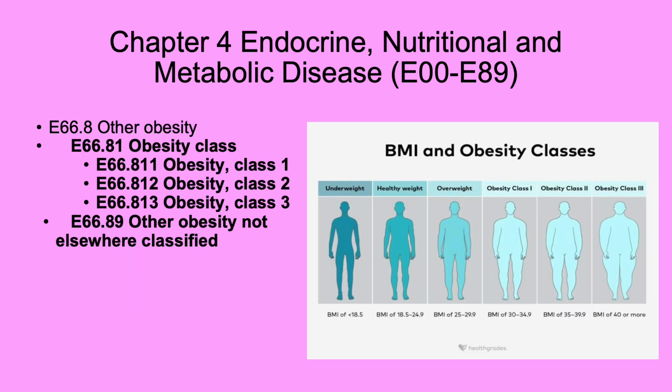Also in chapter 4, so we got a lot in chapter 4, you have obesity classes. E66.811 class 1, E66.812 class 2, E66.813 class 3, and then not elsewhere specified, of course. And these are all based on body mass index. You can see the BMI: class 1 is 30 to 34.9, class 2 is 35 to 39.9, and 40 or more is class 3. So this is more specificity under E66.81.